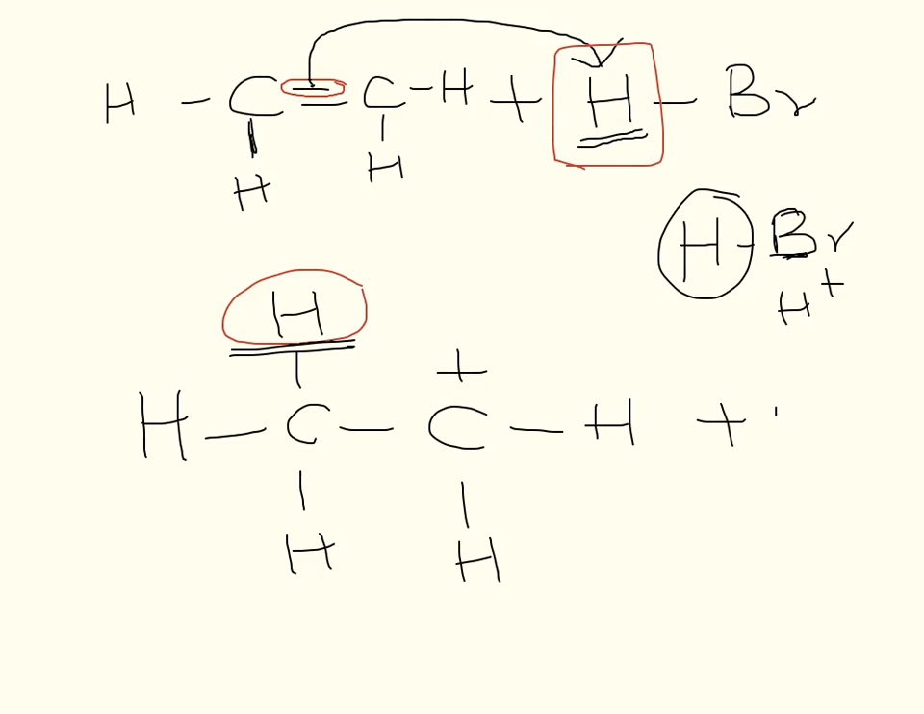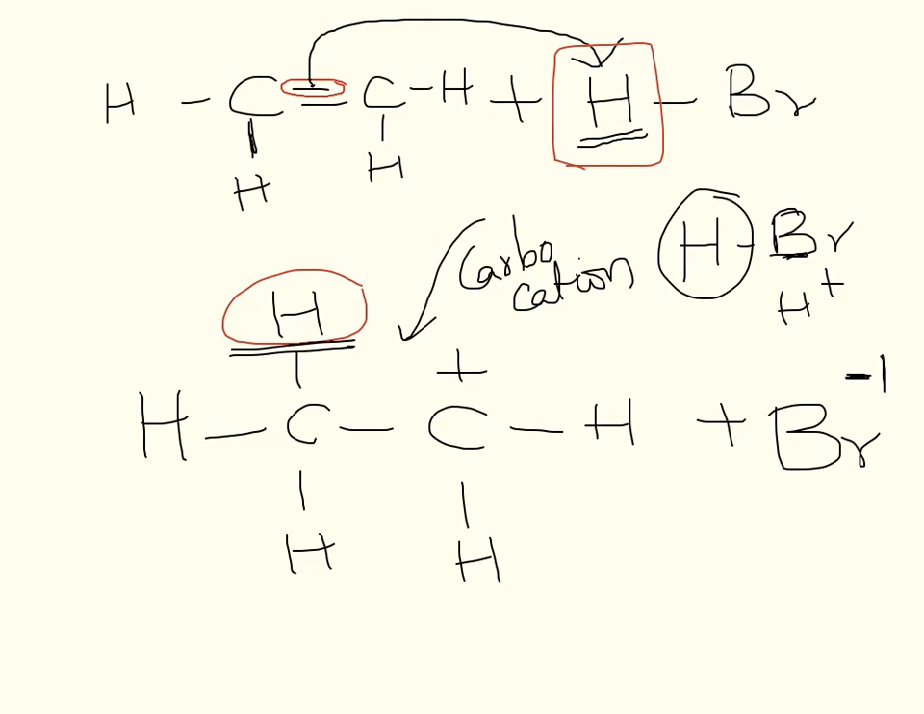So what you're left over with is a Br minus. This we learnt in acids and bases. So this is the first step. What was the first step? The pair of electrons in the double bond reacts with the hydrogen atom from the HBr. This produces a carbocation. An ion with a positive charge on a carbon atom is a carbocation. This was the first step.